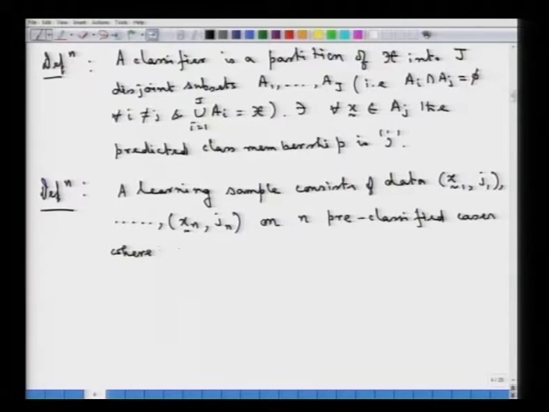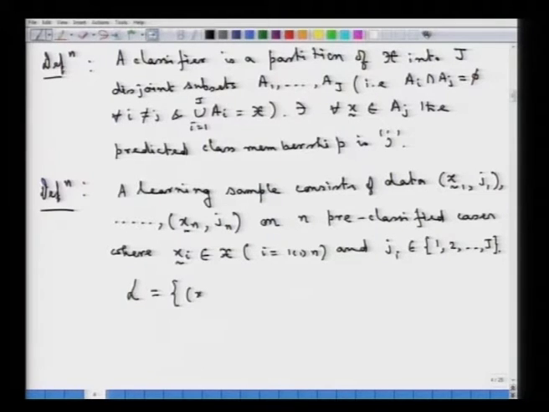where each of these xi's belongs to script X, i equal to 1 up to n, and these ji's belong to our set of possible classes 1, 2, 3 up to capital J. So, this becomes the structure of the learning sample. The learning sample S is basically the collection of all such learning vectors, wherein the class memberships are given, that is, each of these cases are pre-classified examples. So, this is how a learning sample looks like.